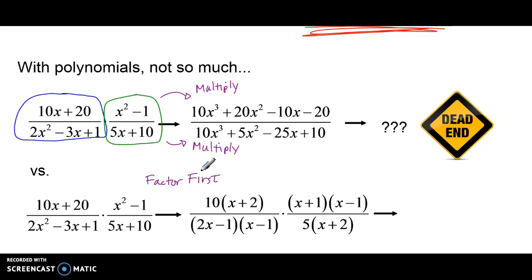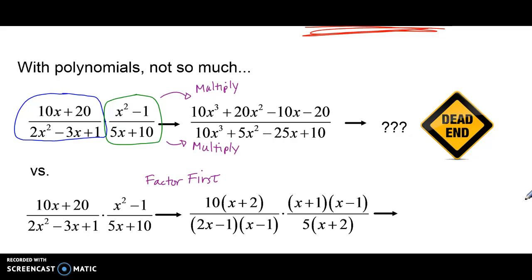And that's 4 factoring problems instead of 2 factoring problems, so that's a downside, but they're all very simple factoring problems. 10x plus 20, you just factor out 10. X squared minus 1, that's a difference of squares. That factors x plus 1, x minus 1. 2x squared minus 3x plus 1, that's a little challenging. That's true FOIL factoring. And 5x plus 10, you just factor out the 5.